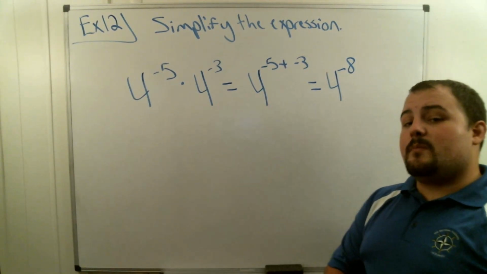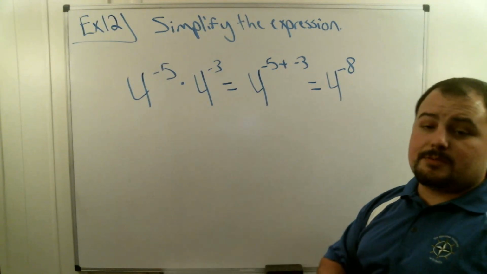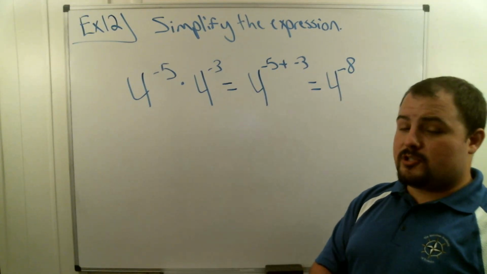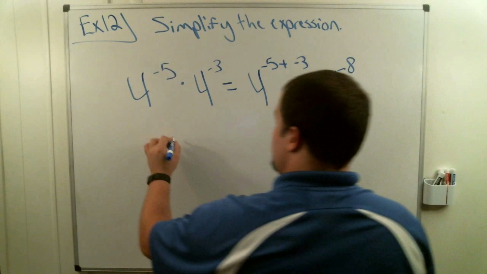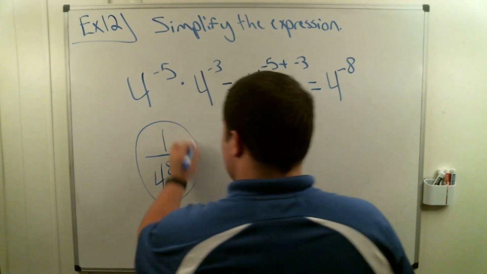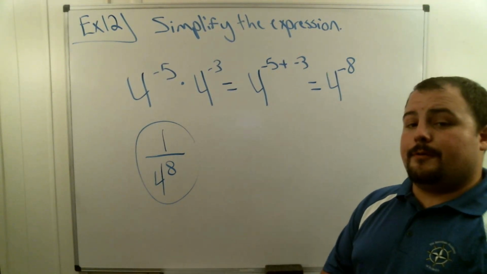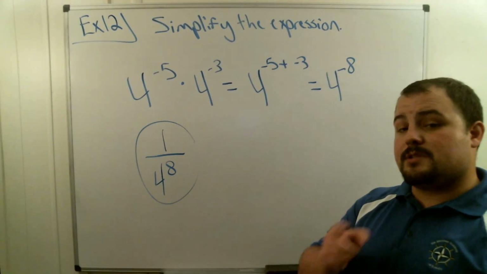Now, one of the things about math that you'll come to understand is that a lot of mathematicians don't like it when we have a negative exponent. So we're actually going to change that exponent to a positive. So it's 1 over 4 to the eighth power. And since that exponent's larger than 5, we're just going to leave it as 4 to the eighth power. Let's do two more problems and call it a day.